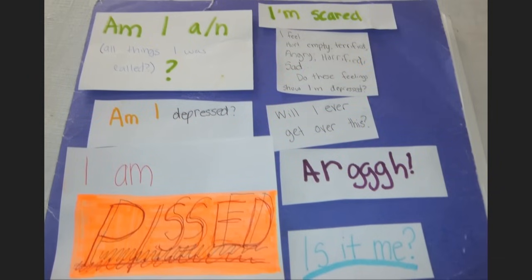And then she started talking about the feelings that she had in relationship to those messages. And she wrote down she was scared. Will I ever get over this? Is it me? She really questioned if it was herself. And then she said pissed. I'm really angry. And she also still felt a bit depressed.